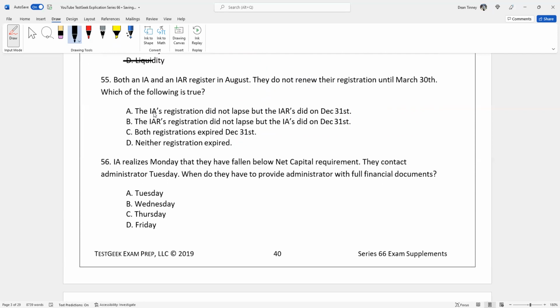Both an investment advisor and investment advisor representative register in August. They do not have to renew their registration until March 30th. Oh, they do not renew their registration. Which of the following is true? I like this one again. This should be an aim and shoot, point and click question. So I don't know why people turn this into something other than what it is, which is an aim and shoot, point and click question. So again, I think that's another great poor man's flashcard.